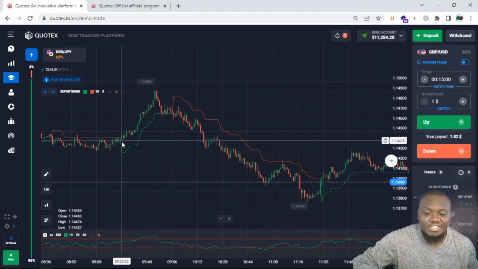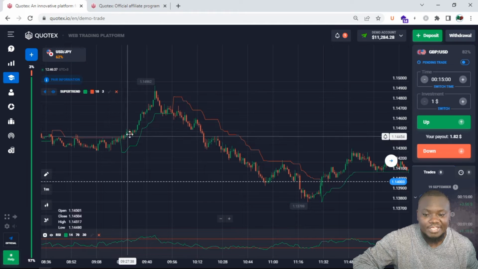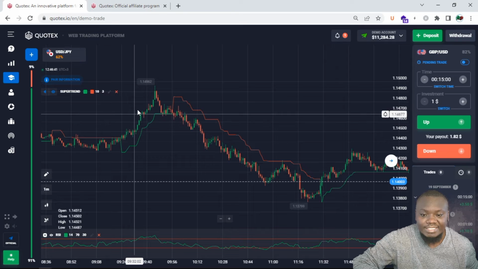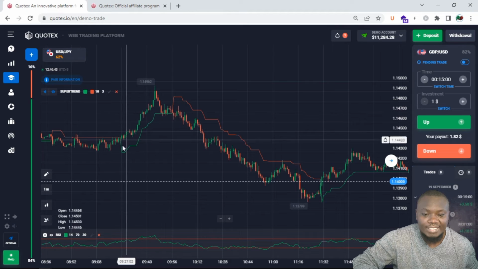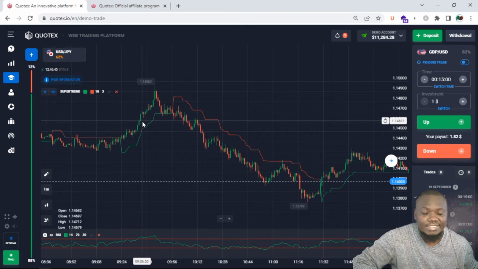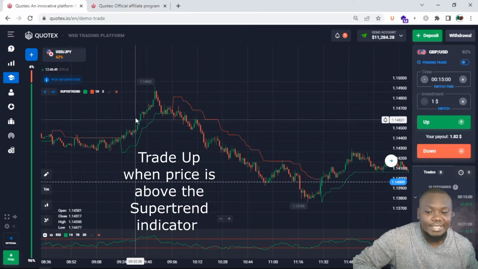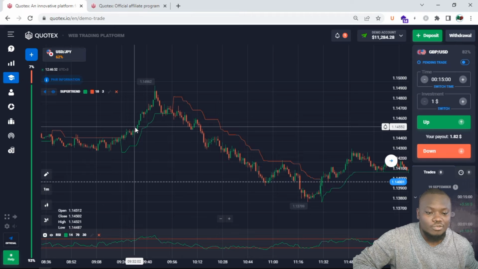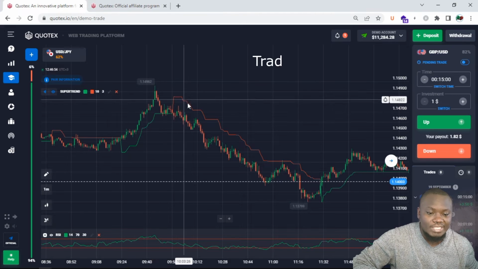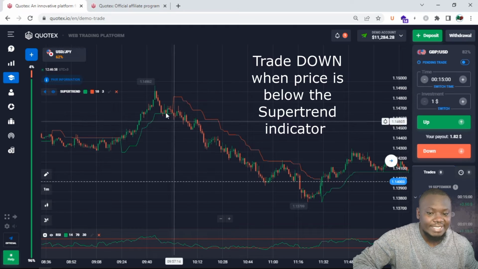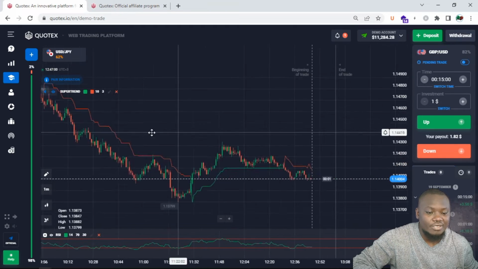So when price is above the super trend and it is green in color, then you should trade upwards. If you look at the number of green candlesticks that have been formed on this level here, there are a lot of green candlesticks, and if you're trading binary options, you can continue trading up and continue winning on those signals. Otherwise, if you're trading downwards, make sure that the moving average is red in color and price is below it.